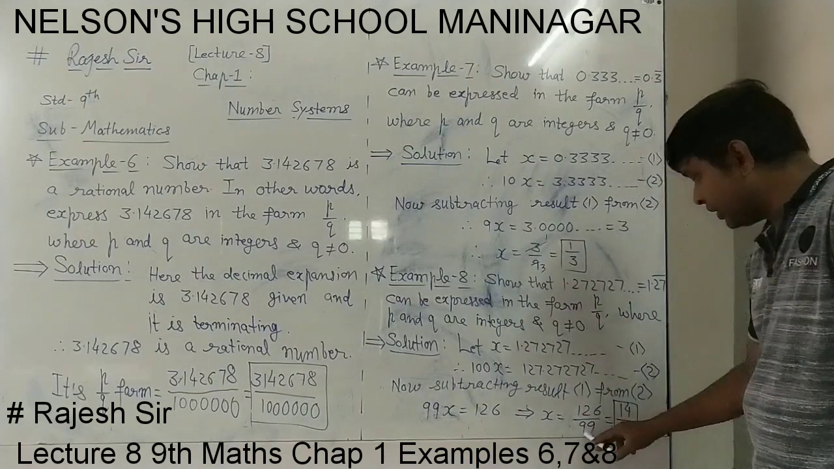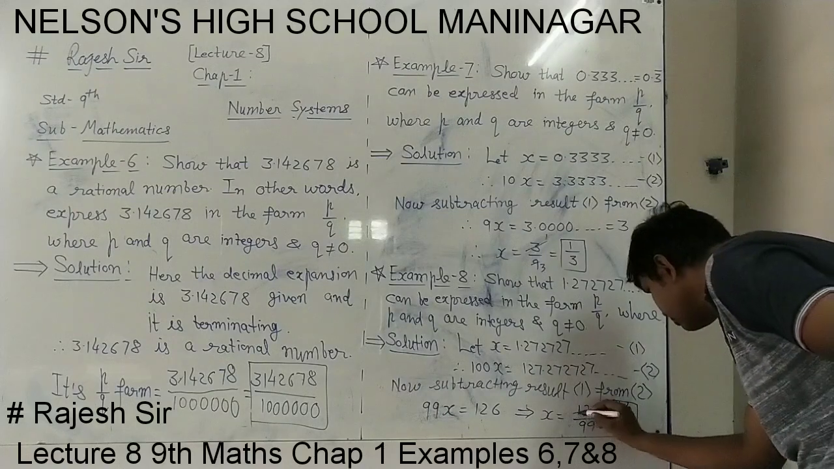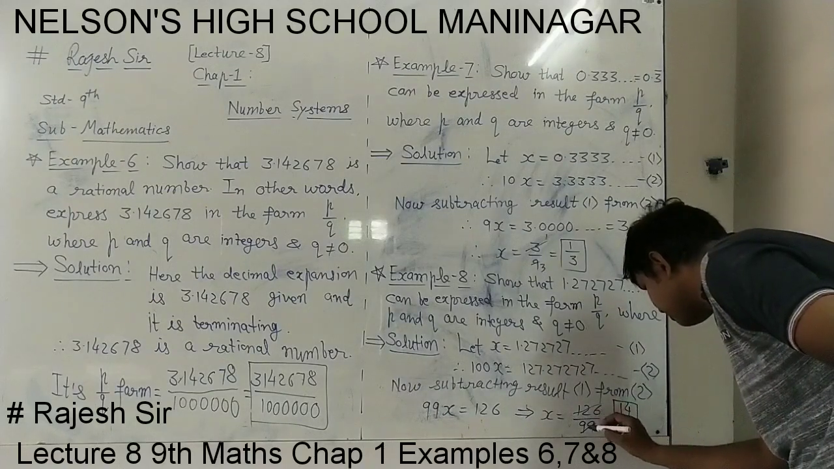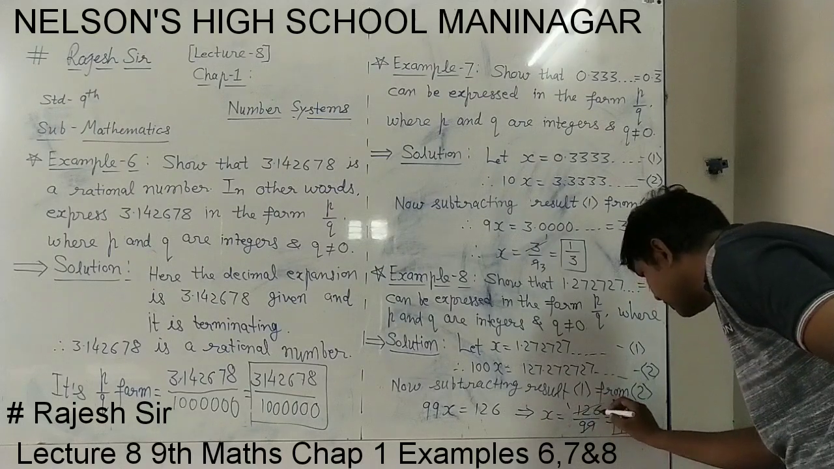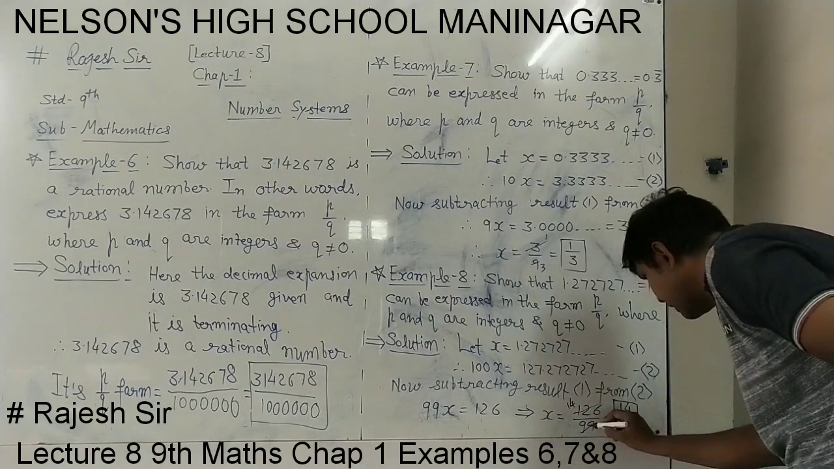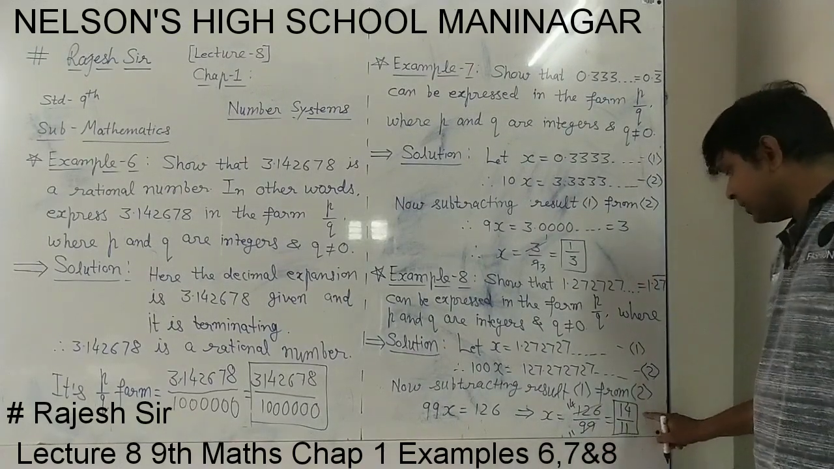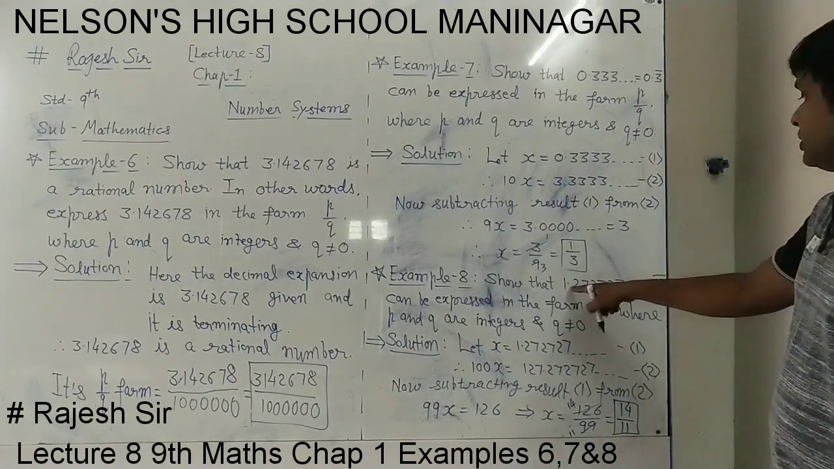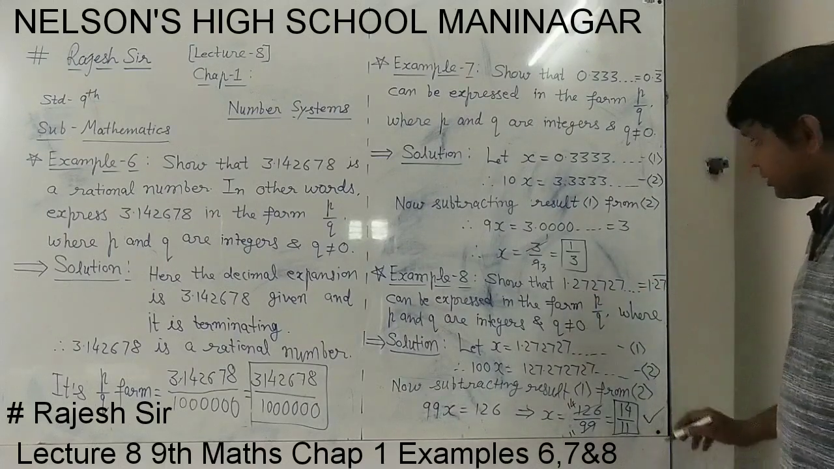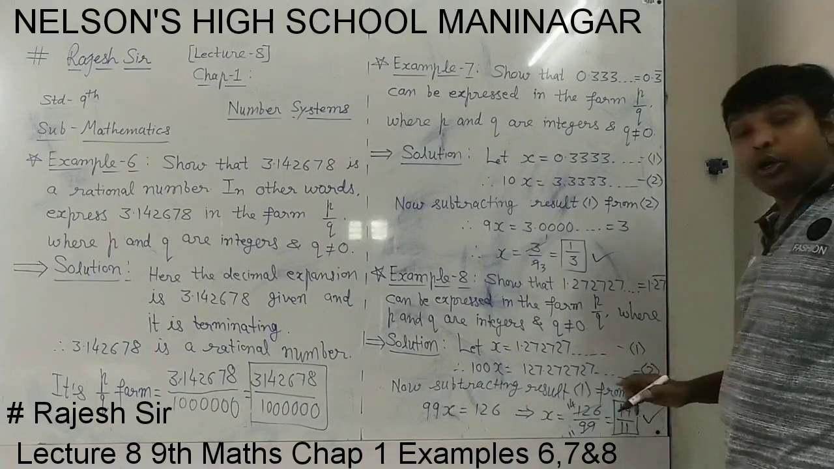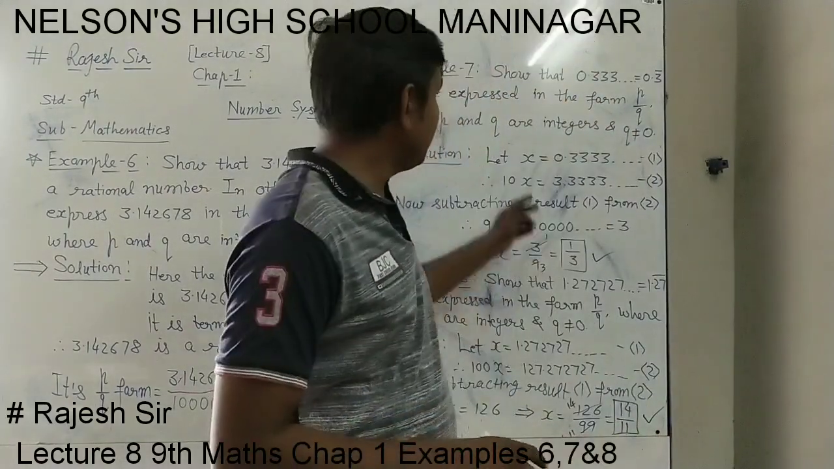So 126 upon 99. Again this can be cancelled by 9 up and down. So cancelling by 9, 9 1s are 9, 9 4s are 36, 9 1s are 9, 9 1s are 9. So 14 upon 11 is in the p upon q form. This 1.27 bar number is expressed in p upon q form. So this way, very easily, non-terminating but recurring numbers can be expressed in the p upon q form.